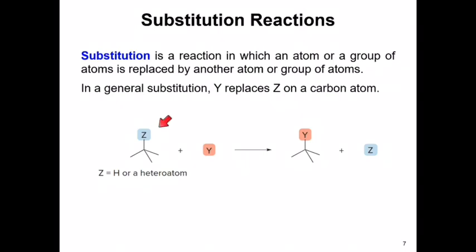So let's say that we have this atom Z that's bonded to a carbon atom. Z can be either a hydrogen or a heteroatom. And then we also have an atom Y. So in a substitution reaction, Y replaces Z. So now you have Y that's bonded to a carbon atom and Z by itself. So this is kind of similar to single displacement reaction that you learn in general chemistry, except single displacement reaction involves ionic compounds and metals. And substitution reactions are specifically for organic chemical reactions.